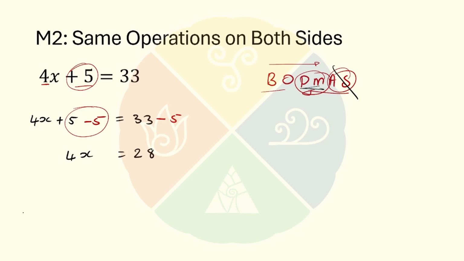So addition and subtraction is handled. Now multiplication and division should be handled. To eliminate this multiplying 4, you simply have to divide by 4 on both sides. 4 and 4 will become 1. The answer is x is equal to, how much is this? I think 7. Yes, x is 7. So I hope you guys understood.